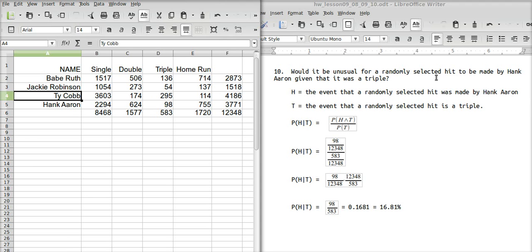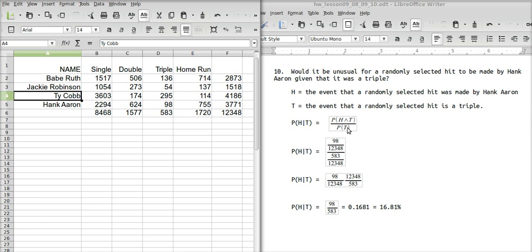The next problem is also very similar. Here it asks, would it be unusual for a randomly selected hit to be made by Hank Aaron, given that it was a triple? So just using similar notation, H is the event that a randomly selected hit was made by Hank Aaron. T is the event that a randomly selected hit is a triple. And so same formula, right? We want the probability of H given T.